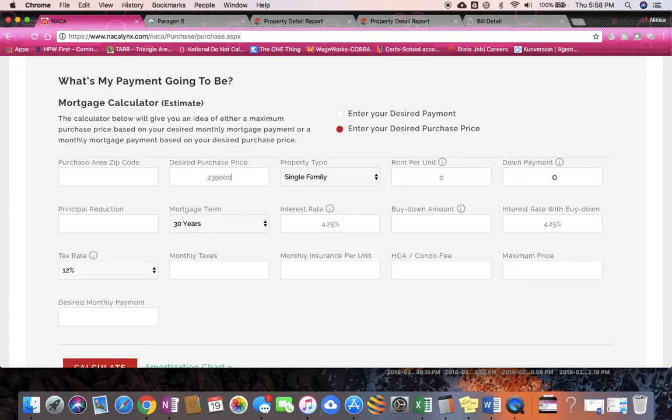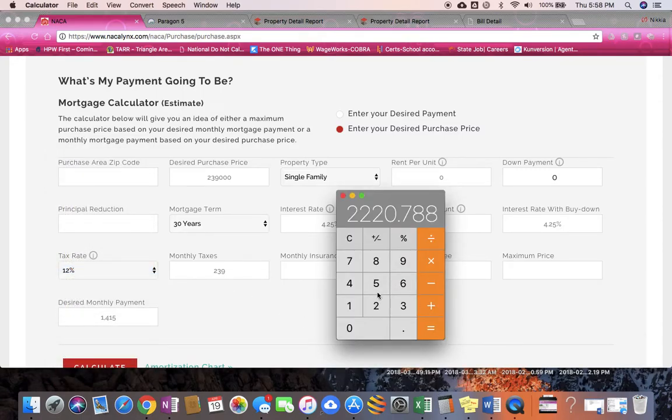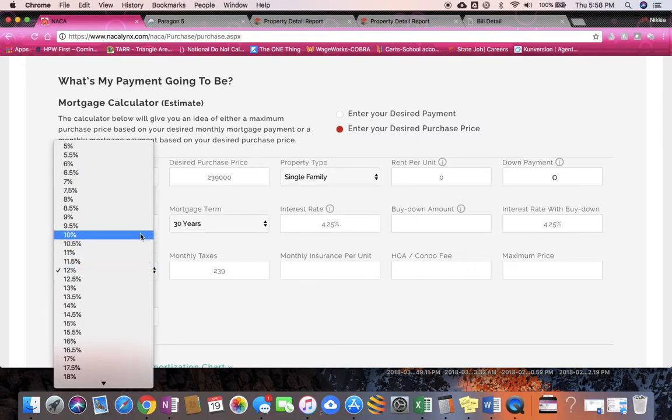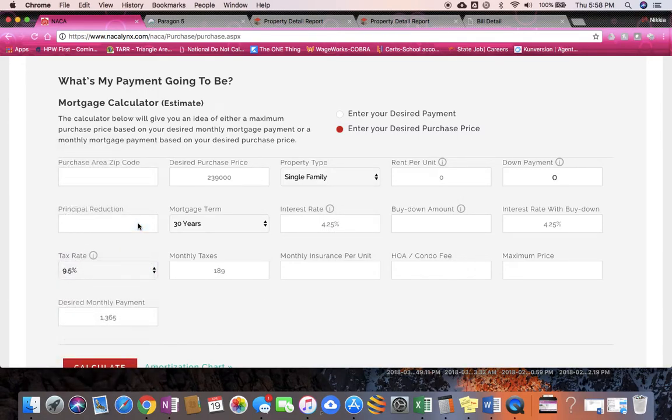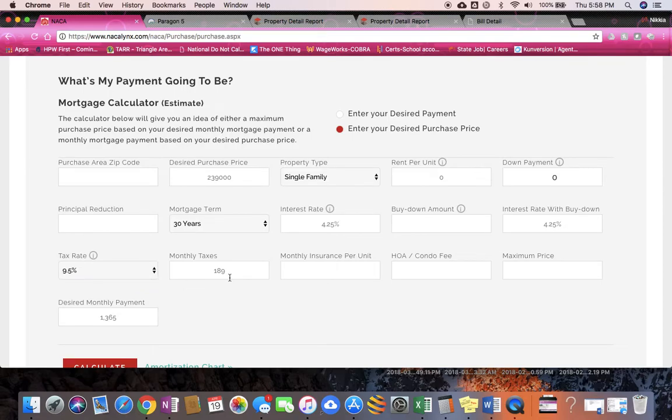That's 239. You got your three zeros. Again, let's see, your monthly amount for your taxes is an estimate of 185. So we're going to drop this down to, let's see, 189 is really close. I'd rather overshoot it than undershoot it. So I'll do the 9.5.